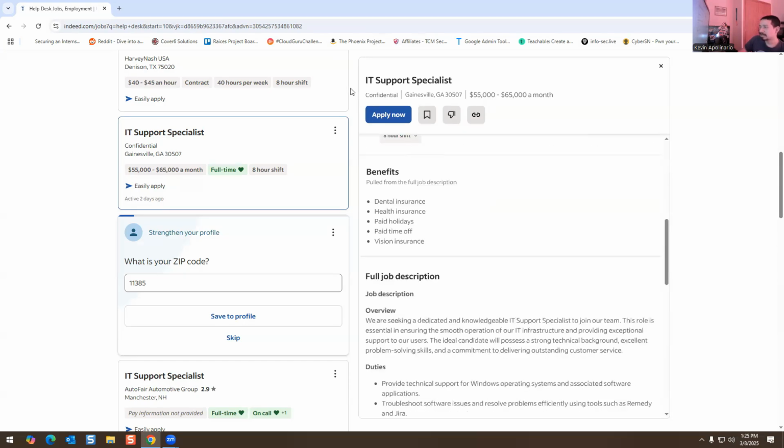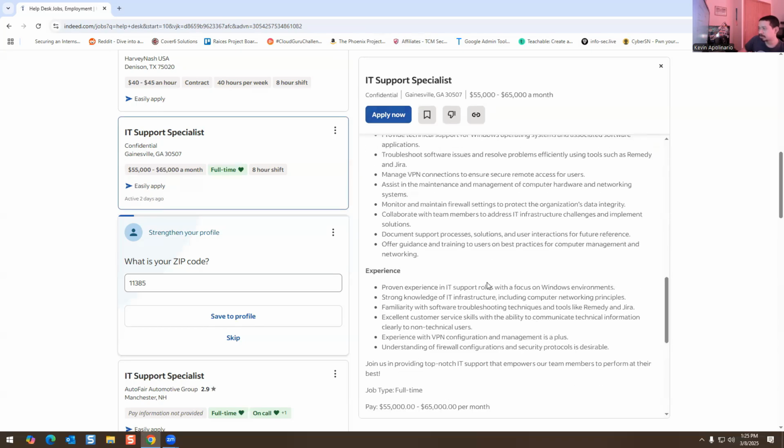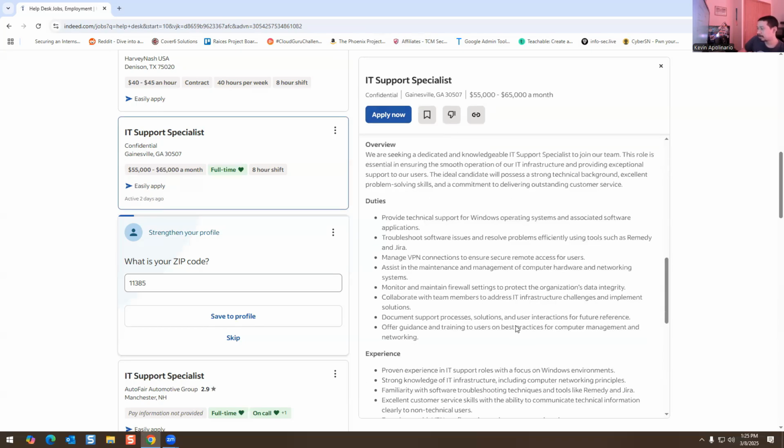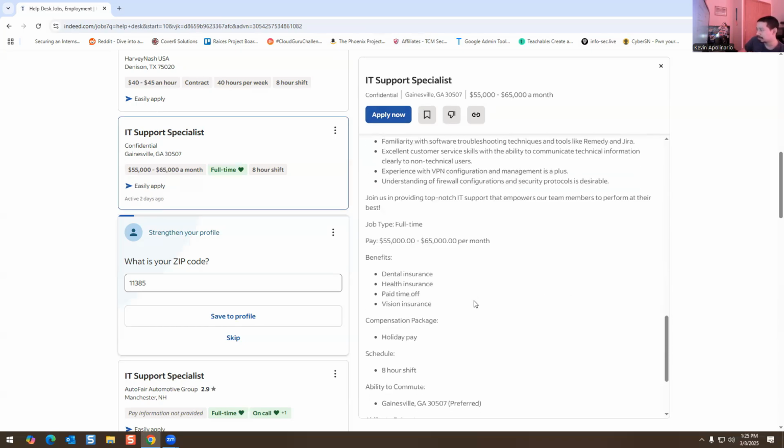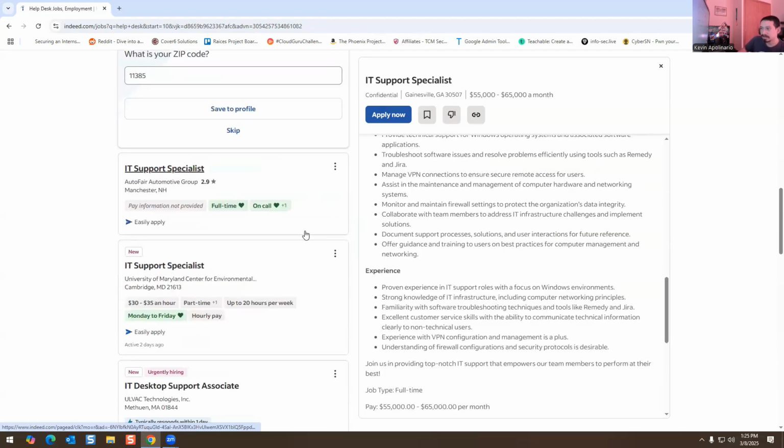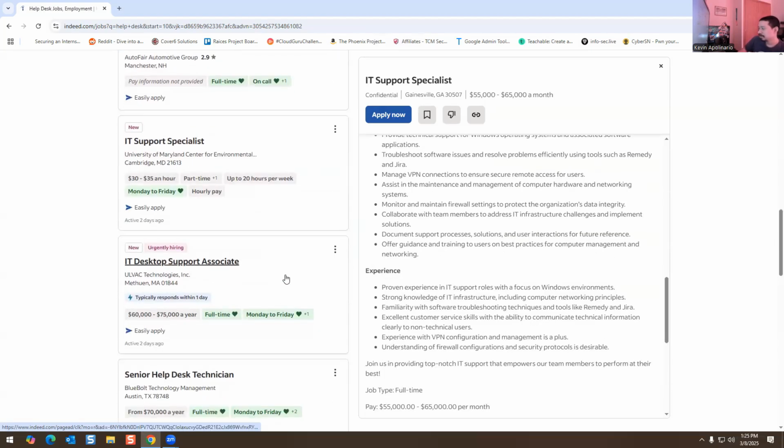And this is confidential. It's like a private company. I'm not sure, but definitely, if you have at least 1 year of experience, I would apply to this job. We'll look for another job. I think I'm gonna do one more, and then that's it for today.